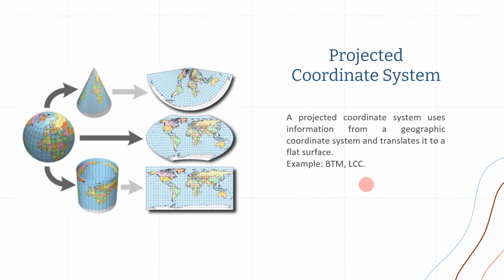Then we will move to the projected coordinate system. A projected coordinate system uses information from a geographic coordinate system and translates it to a flat surface. There are a lot of projected coordinate systems like UTM, LCC.